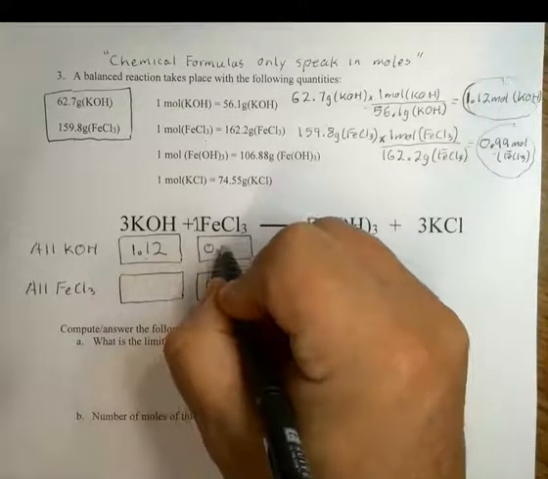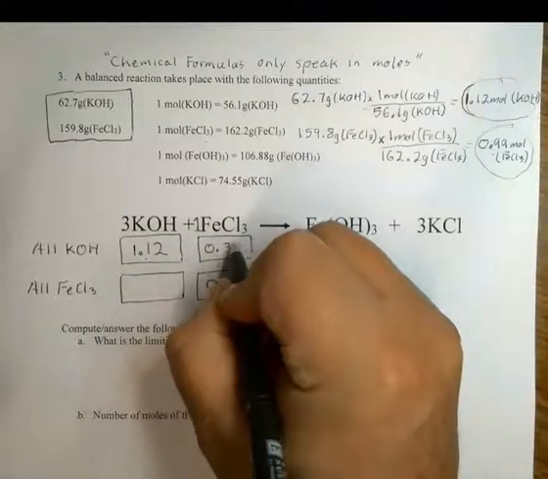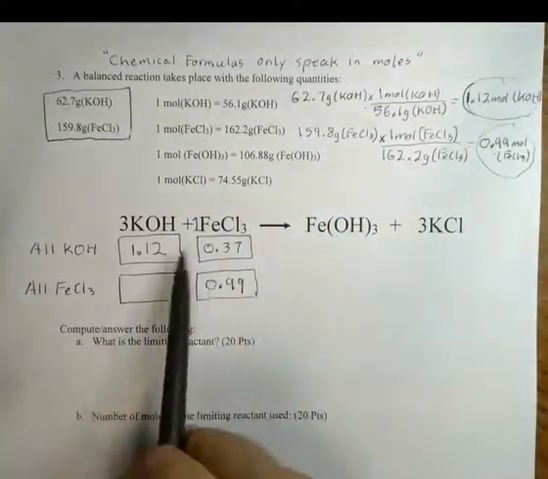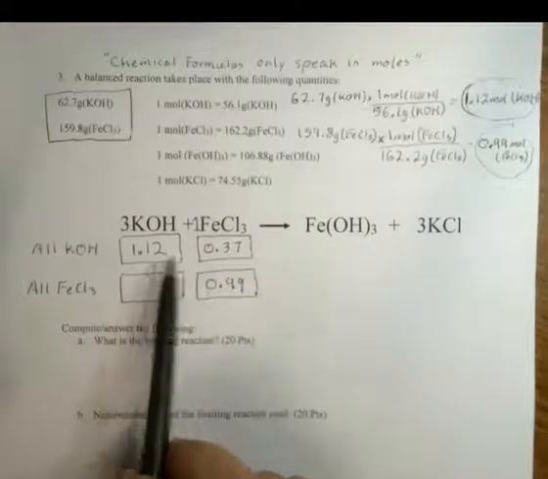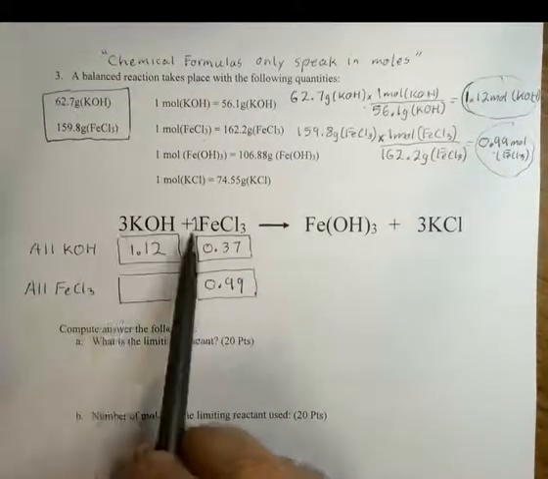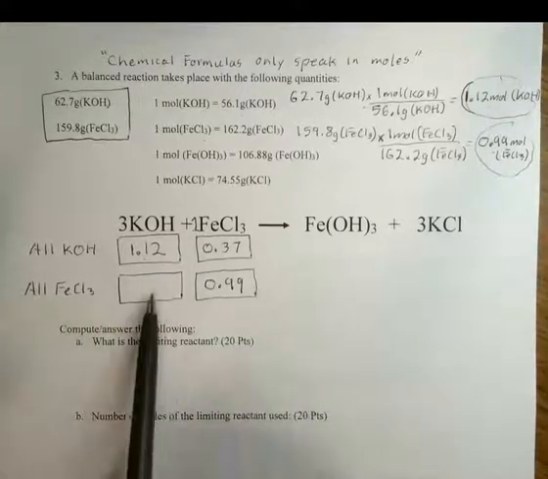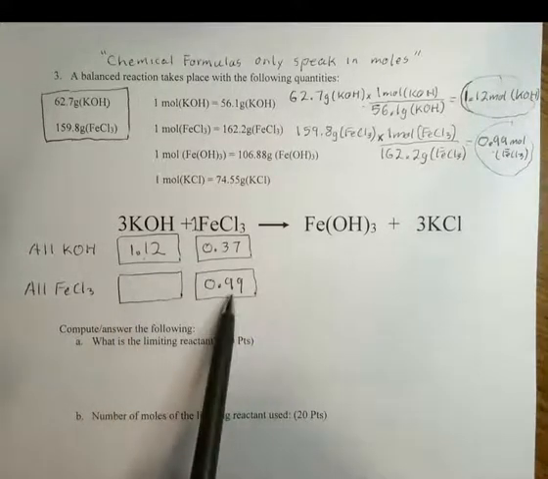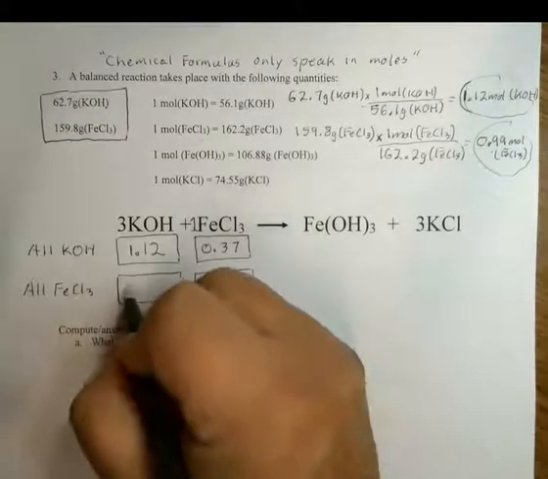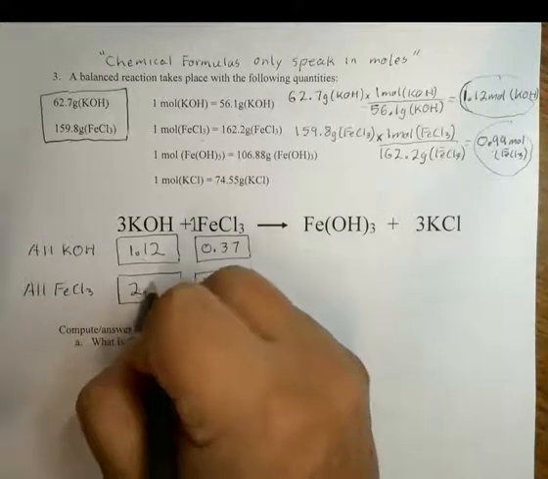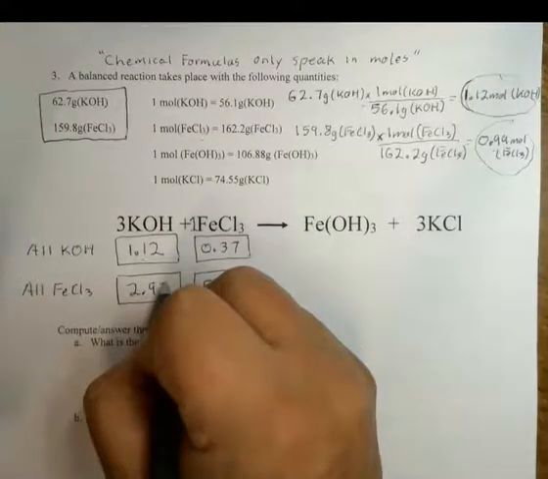0.37. Some students are getting confused by multiply or divide. Just remember, this is 1 to 3, this is 1 to 3. This one's got to be 3 times as much as this, because this is 3 times as much as this. So similarly, this has to be 3 times as much as this. So we're going to take the 0.99 and multiply that by 3, and we get 2.97. So these units are all in moles.